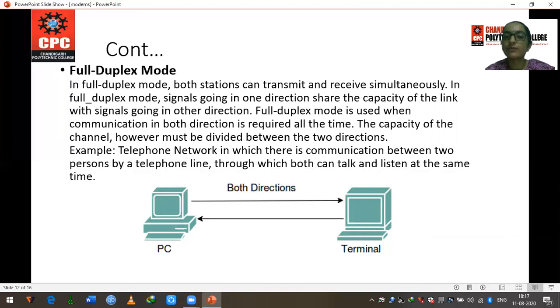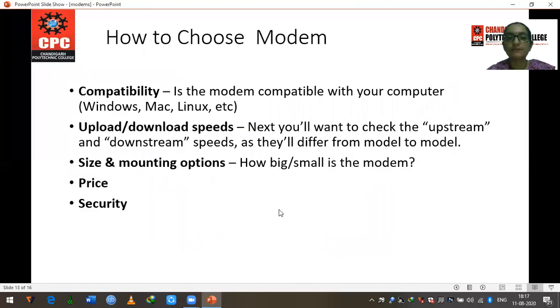For example, a telephone network, in which there is communication between two persons by a telephone line through which both can talk and listen at the same time. So both directions will be working. Here it is a PC and this is a terminal. Communication will be done in both directions.